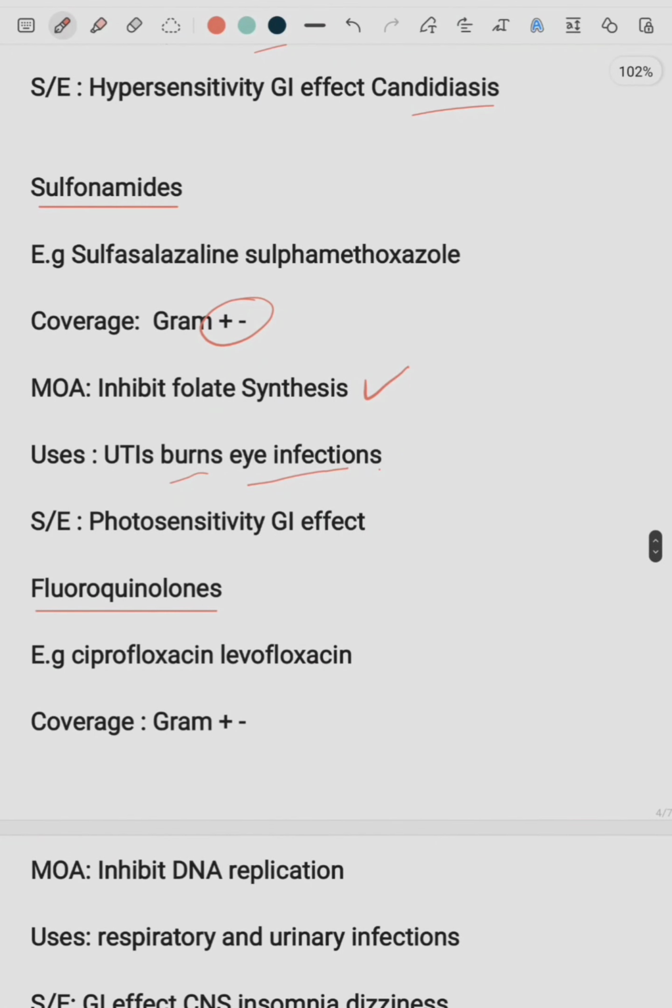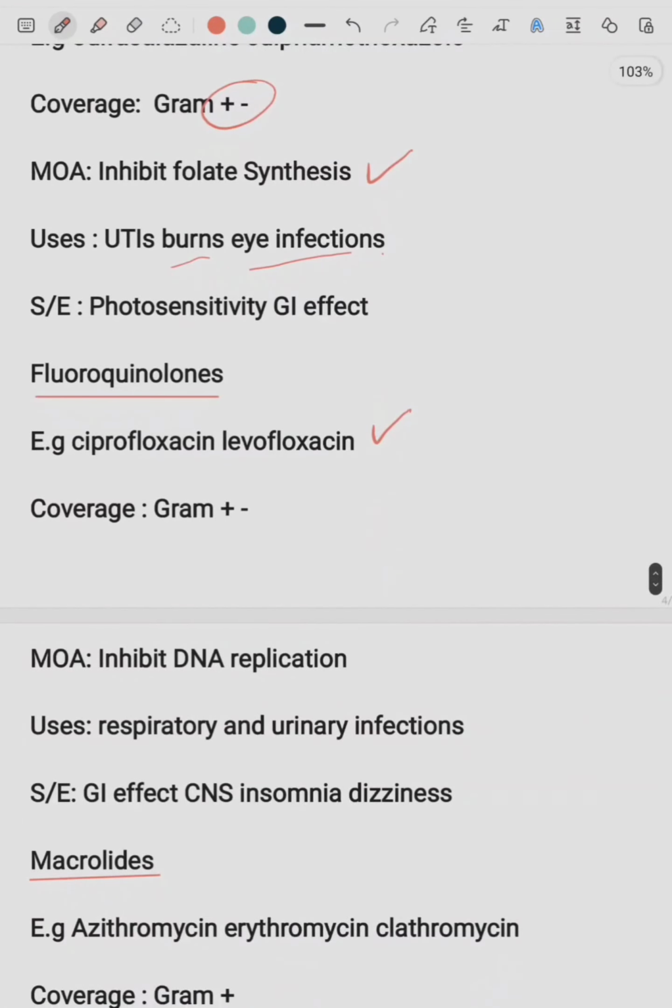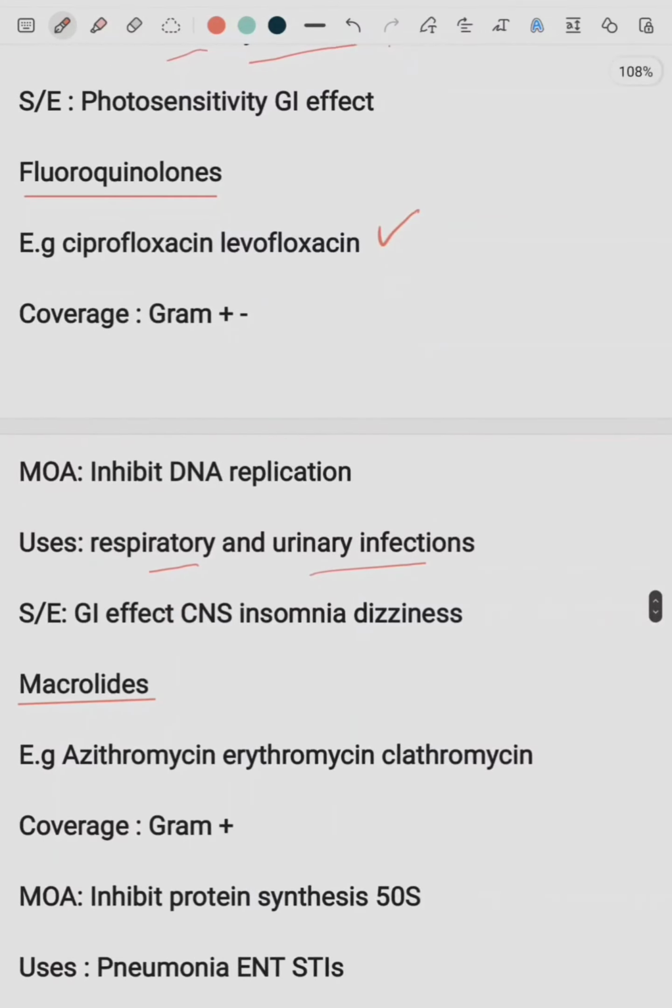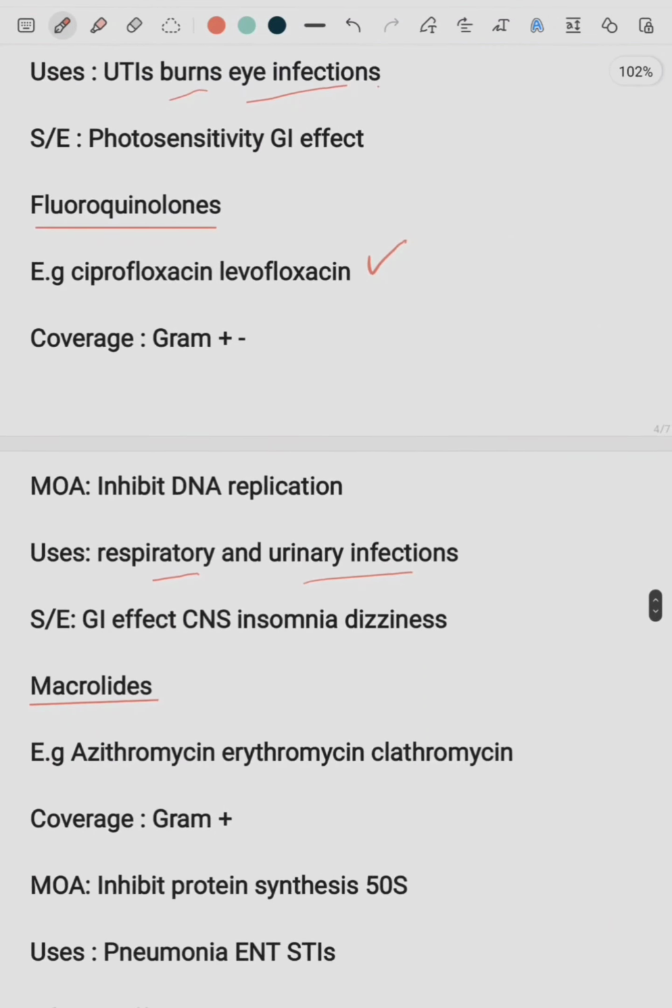Fluoroquinolones examples are ciprofloxacin and levofloxacin. Its coverage is gram positive and negative. Mechanism of action is to inhibit DNA replication. Its uses are respiratory and urinary infections. Side effects are gastrointestinal effects and CNS effects like insomnia and dizziness.